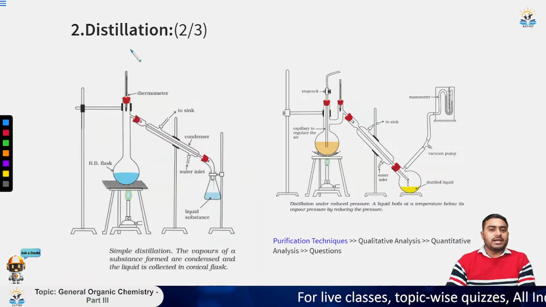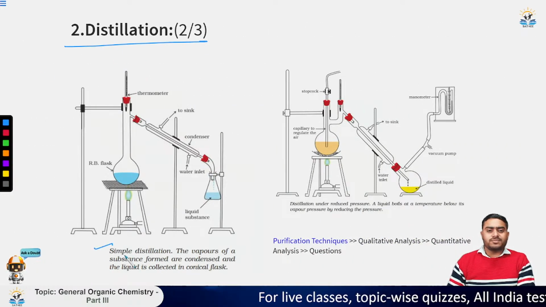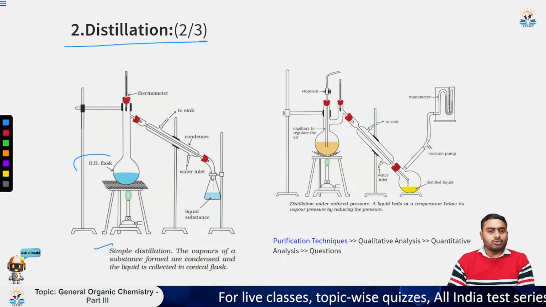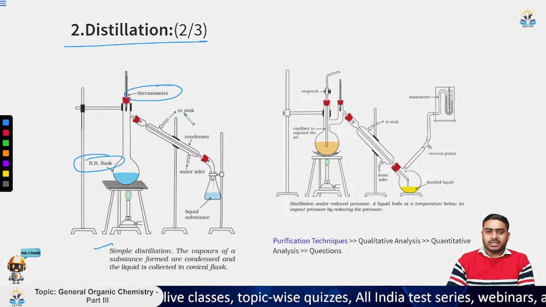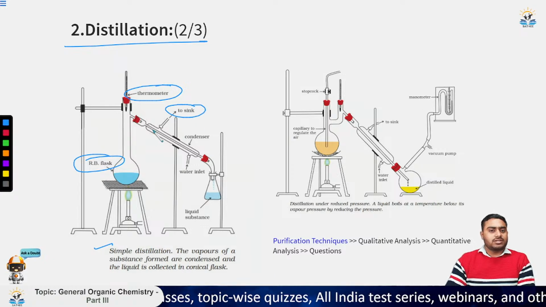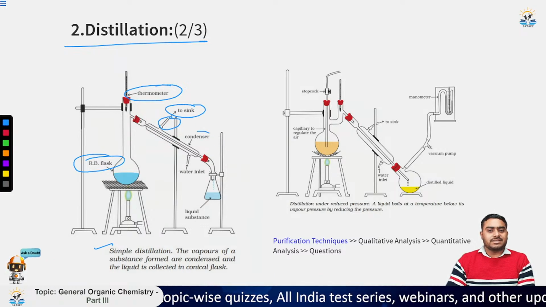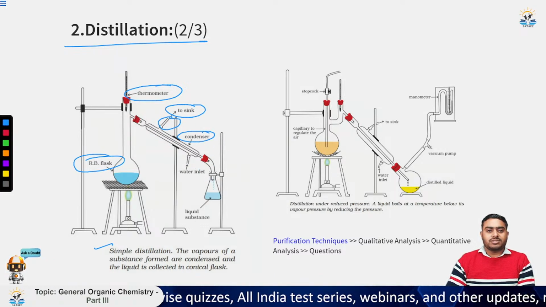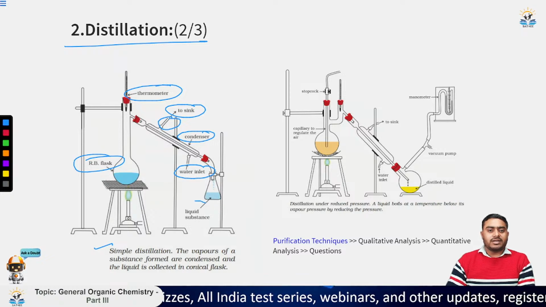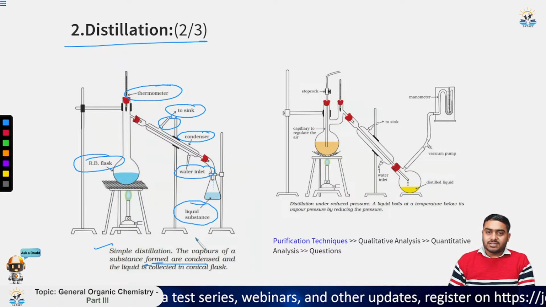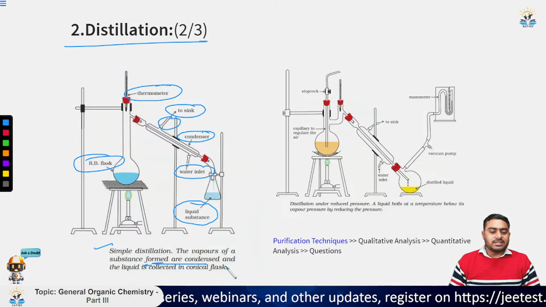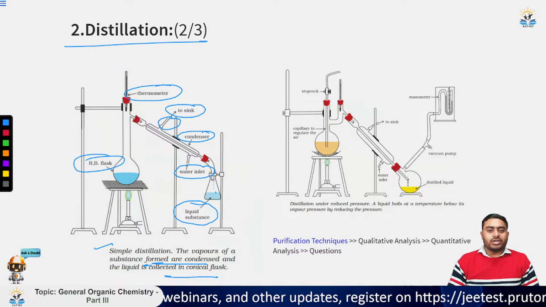So you can see the diagram of distillation. This is for simple distillation. This is the round bottom flask, and we are heating. This is the thermometer to check the temperature, and this is the condenser. This is the water inlet, and then you will get the liquid substance here. The vapors of the substance formed are condensed with the help of this condenser, and the liquid is collected in this conical flask.